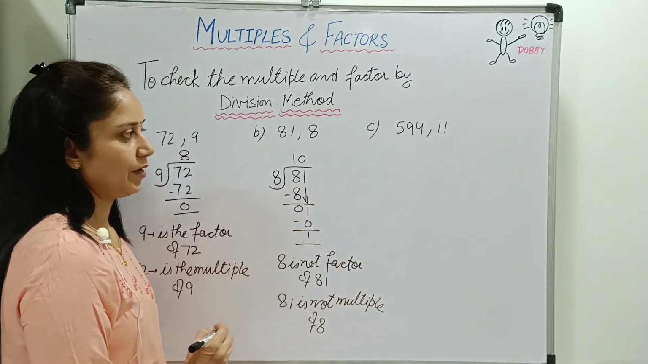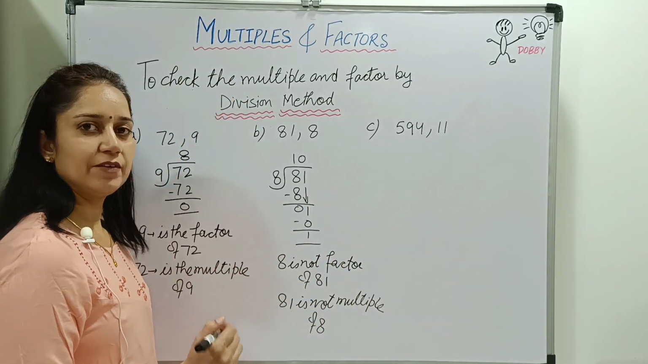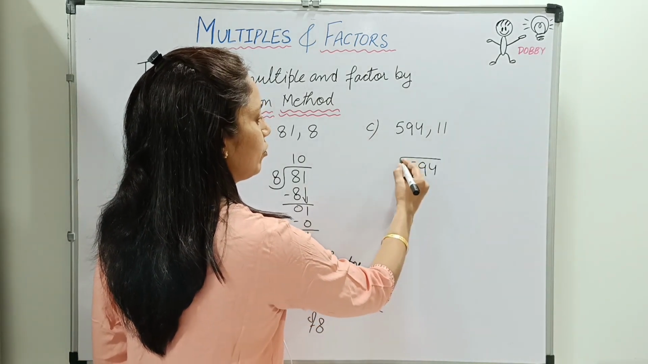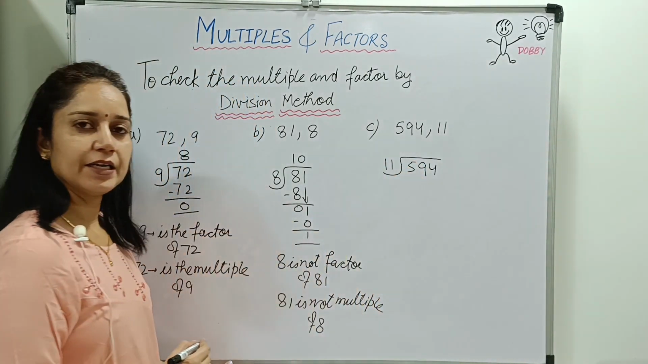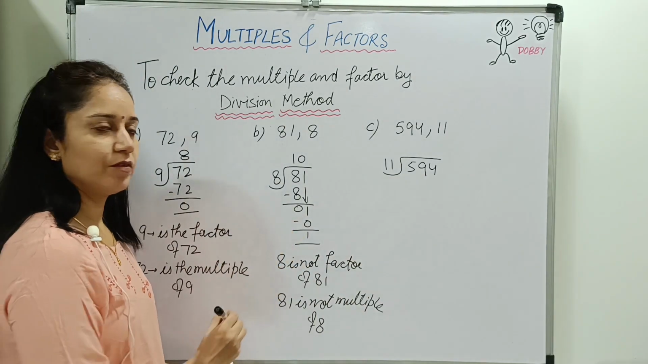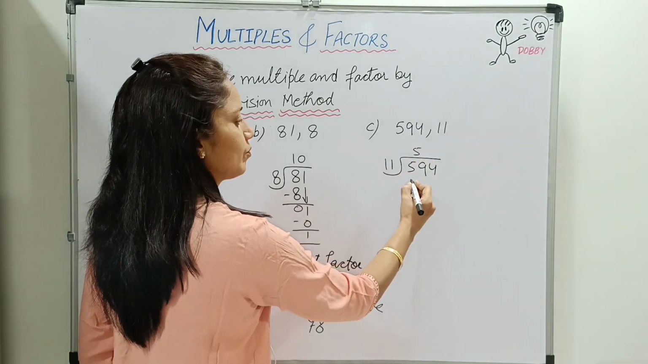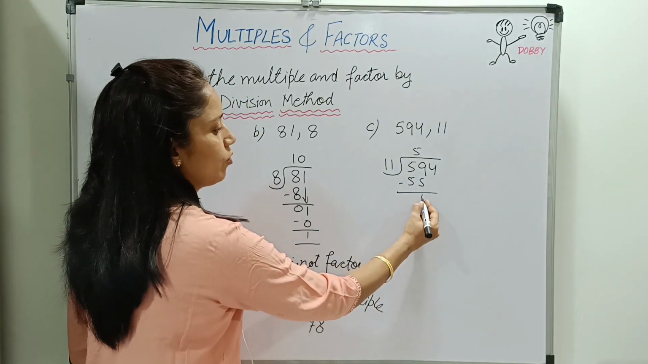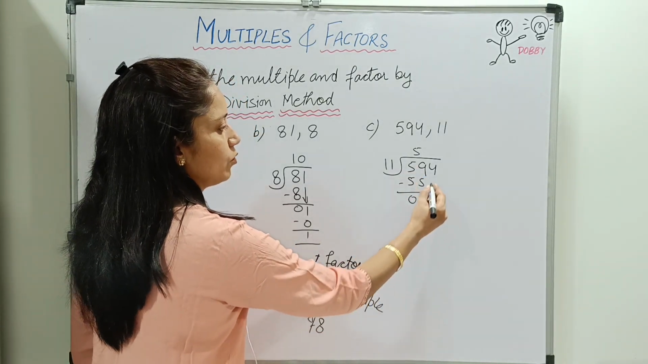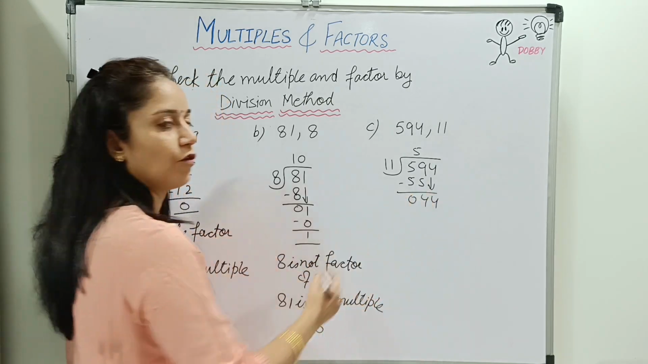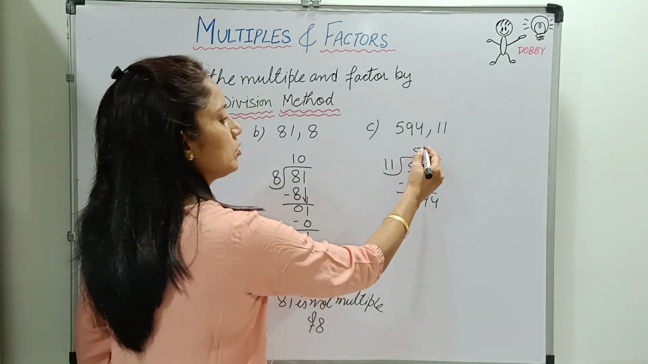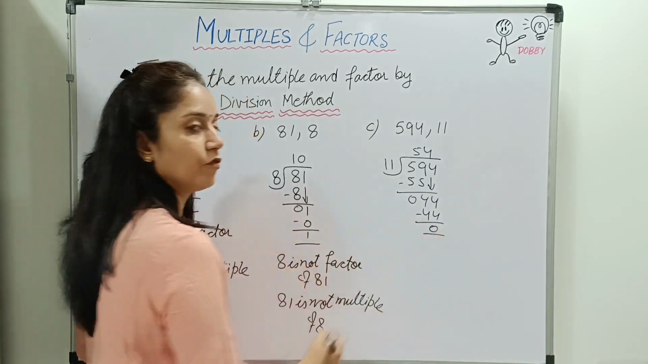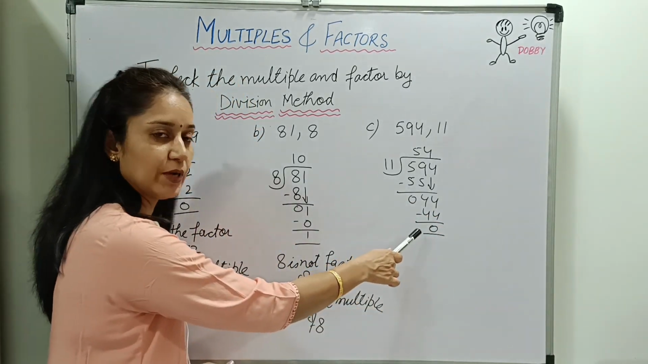594 divided by 11. A 3-digit number divided by a 2-digit number. 594 is the dividend and 11 is the divisor. Which table will work? 11 5s are 55. Subtract: 9 minus 5, 4. 5 minus 5, 0. Copy 4 down. It becomes 44. 11 4s are 44. 44 minus 44, 0. So yes, here the remainder is 0.